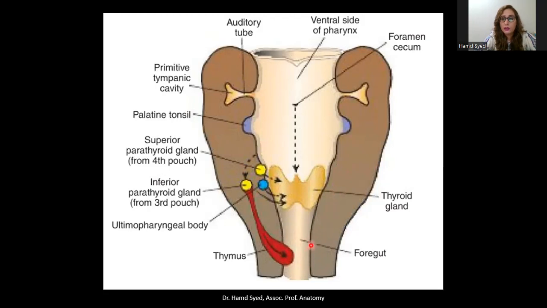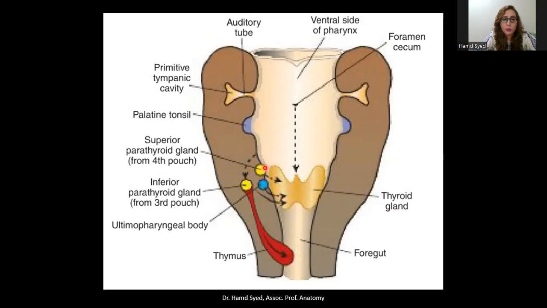And eventually the thymus gland is going to settle in its final position, which is the anterior mediastinum, behind the sternum and in front of the great vessels of the heart. As the thymus moves caudally and medially, it carries the inferior parathyroid gland with it. Inferior parathyroid gland eventually settles posterior to the thyroid gland. So the final position and location of the inferior parathyroid gland is behind the thyroid gland.